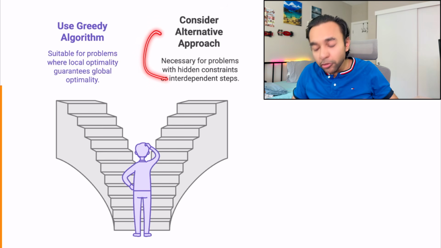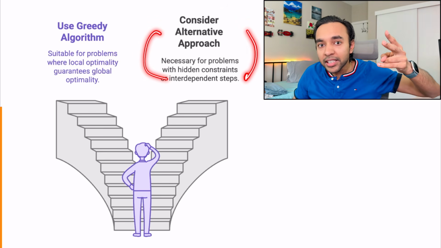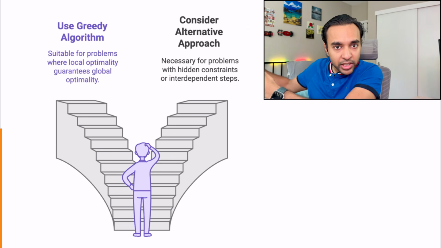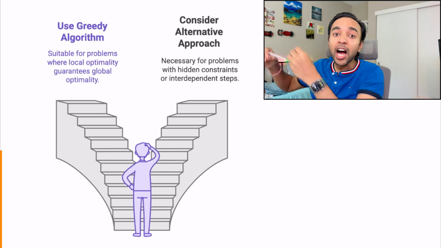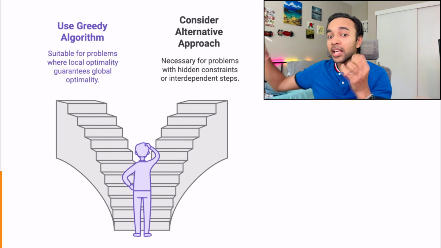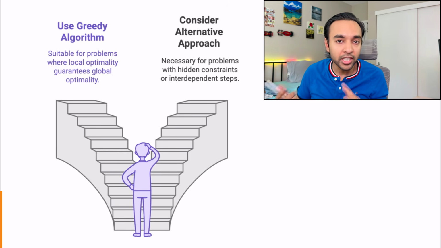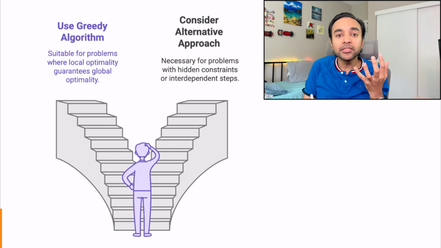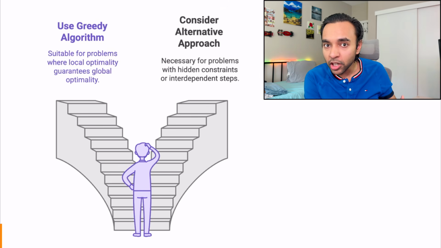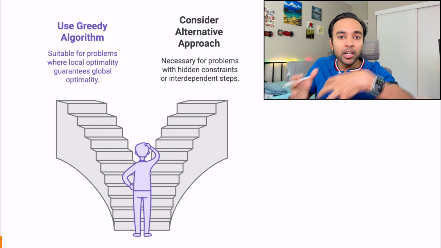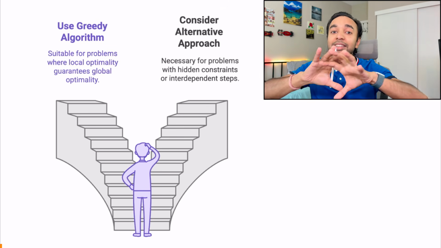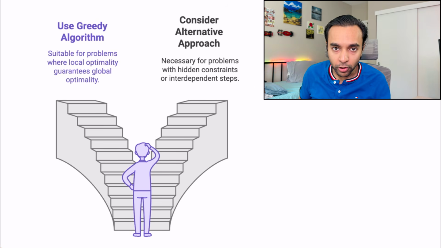But if you see that there are some interdependent steps, if there are subsequent steps which affect how you would have approached it over there, then you might have to look into alternate solutions also. And that is where other programming techniques like dynamic programming come in, where you are building upon different solutions. So this is the first thing that you need to watch out for.